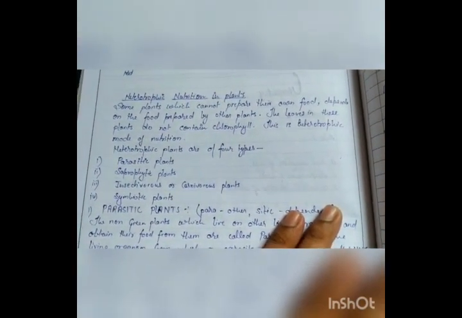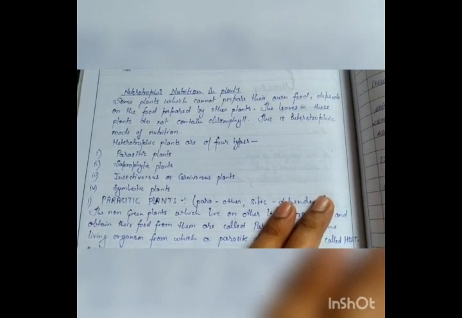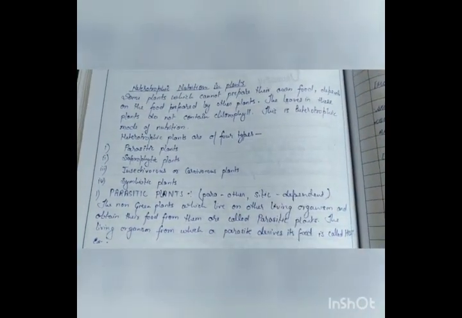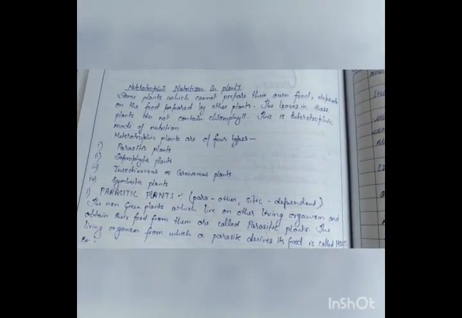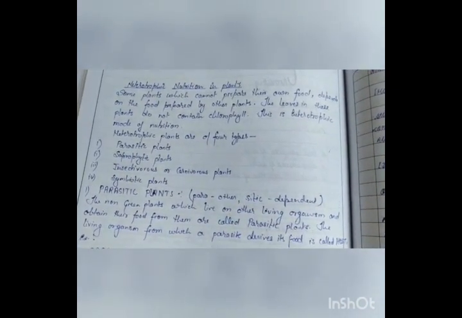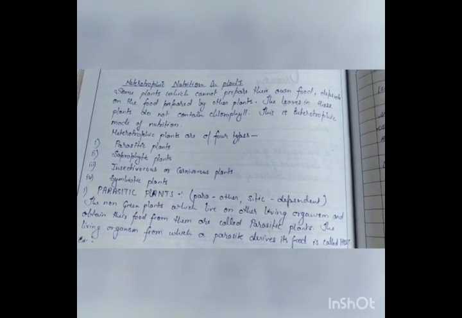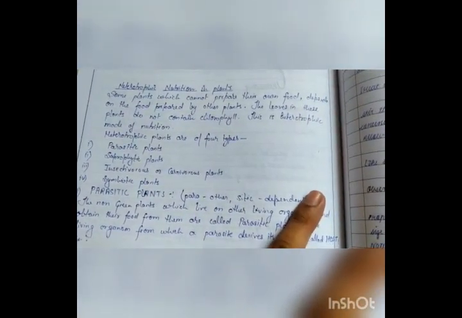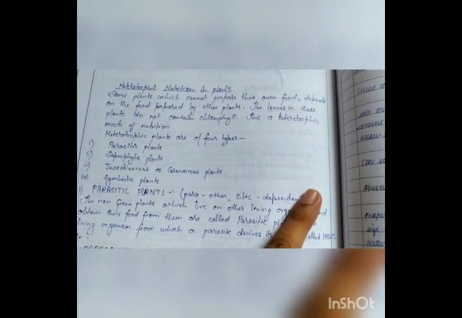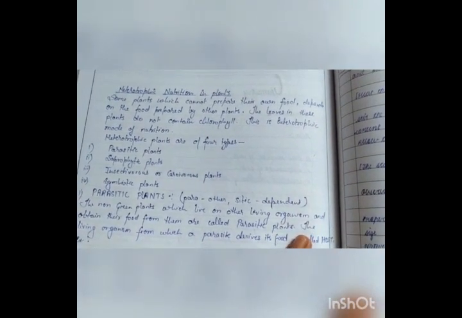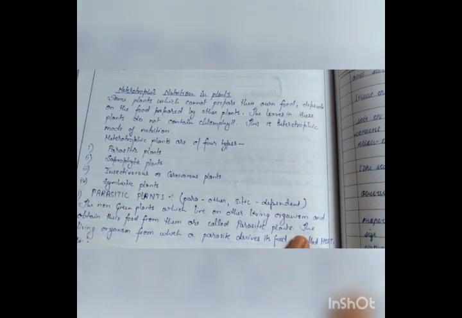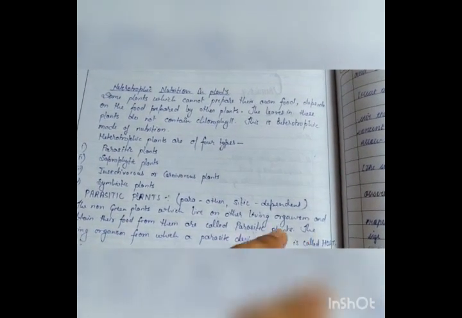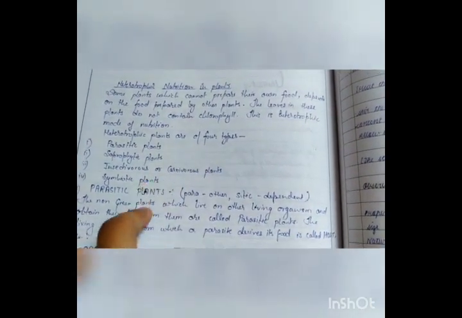See, heterotrophic, I have already discussed this nutrition, in which the individual does not prepare its own food. They depend on some plants or other animals for their food. See here what we have written. In plants also, there are some plants which depend on others. They do not prepare their food; they are non-green in color, so they depend on other plants. We will see here what those plants are.